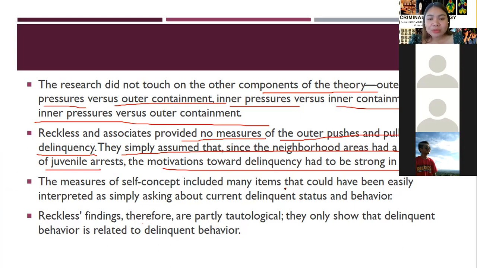The measures of self-concept included many items that could have been easily interpreted as simply asking about current delinquent status and behavior. So ang iya nga mga questionnaires ni Reckless, especially about self-concept, hindi gid siya comprehensive, kag hindi gid siya siling it answers really the question about self-concept. Reckless findings, therefore, are partly tautological. They only show that delinquent behavior is related to delinquent behavior. So that's why it is called tautological because dugalibot-libot lang. Gin-conclude na nila dayon nga may criminality sa ini nga lugar kay taas ang crime rate. Tapos gin-confirm na lang nila may criminality man gid. Wala gid nila gin-test maayo ang ilang study. So that is the criticism nga ma-identify ta sa ini nga theory.